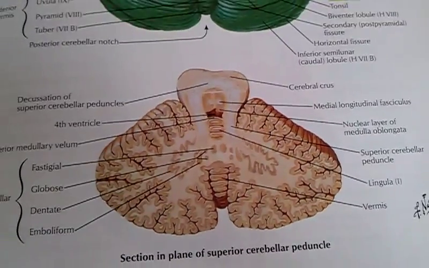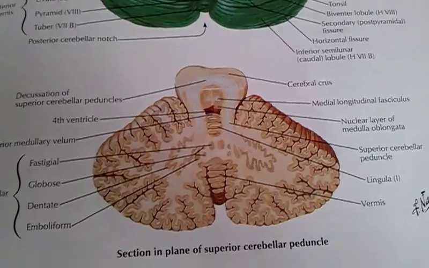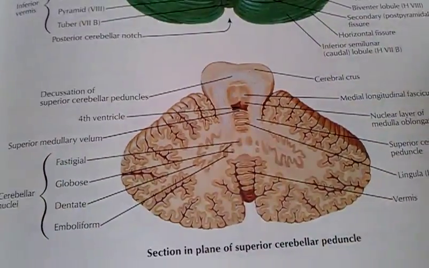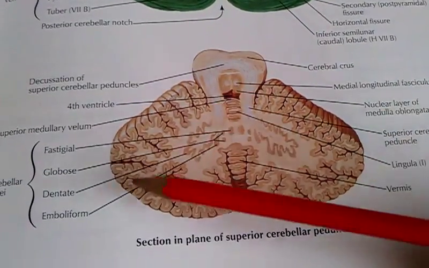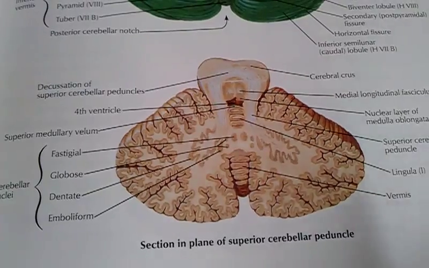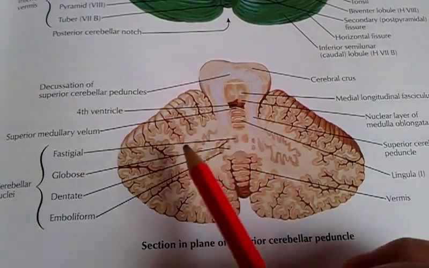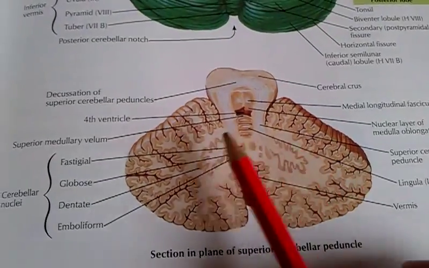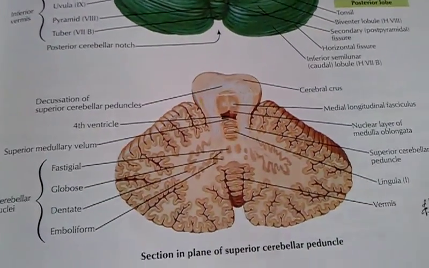Question 110. Grey and white matter of cerebellum. The grey matter is the cortex and the cerebellar nuclei. And then you have the white matter as the central core and laminae, also called arbor vitae, tree of life.